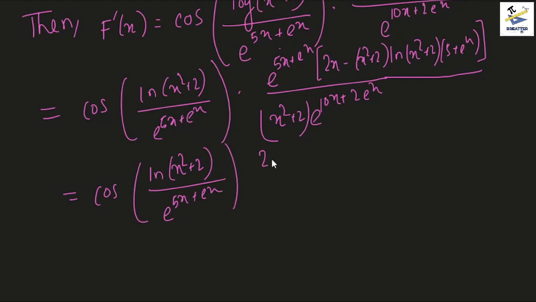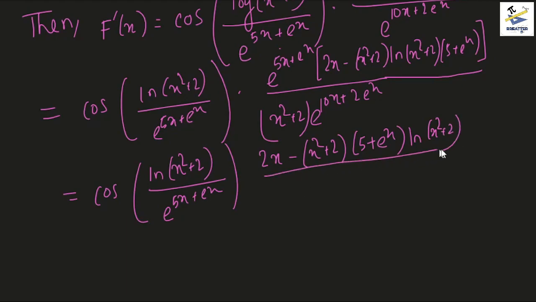into 2x minus x square plus 2 into 5 plus e to the power x into ln of x square plus 2, whole divided by e to the power 5x plus e to the power x into x square plus 2. So this is our final answer, and obviously there is some multiplication in between. So this is our final answer for the problem.